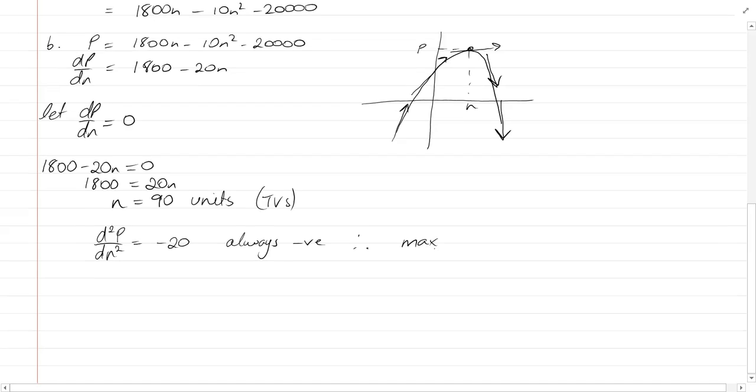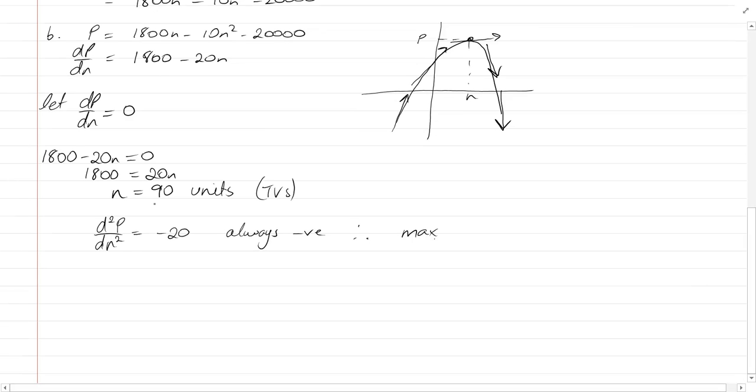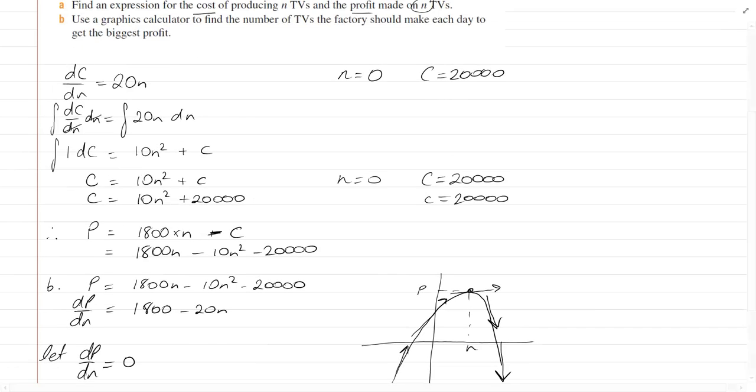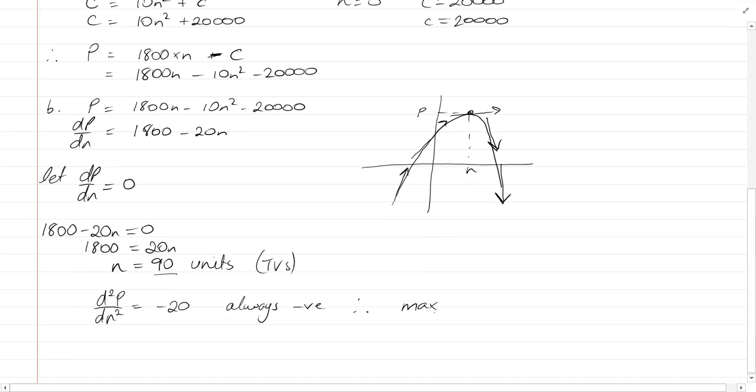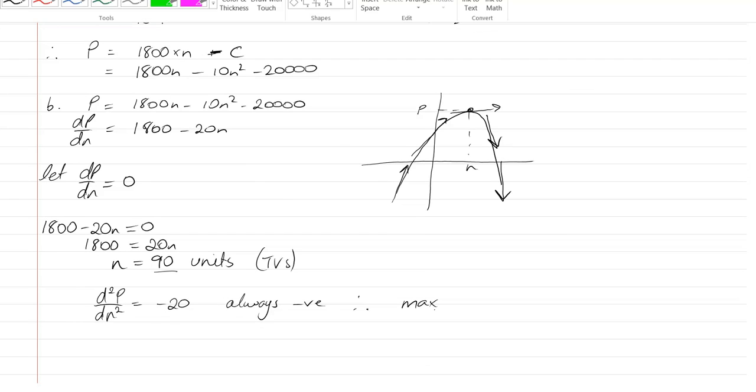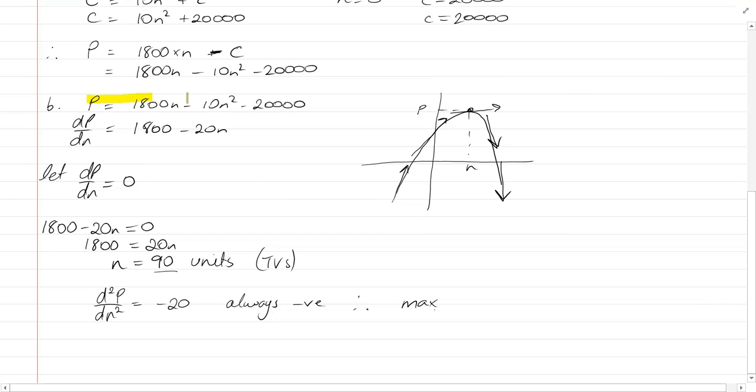So our answer is that 90 TVs will be sufficient to get our maximum profit. Go back to the question, check to see if it asks for the maximum profit. It doesn't, it just asks for the number of TVs. So we've finished the question. If it did ask for the maximum profit, I would simply now substitute that 90 into my profit formula. And that's the end of the question.